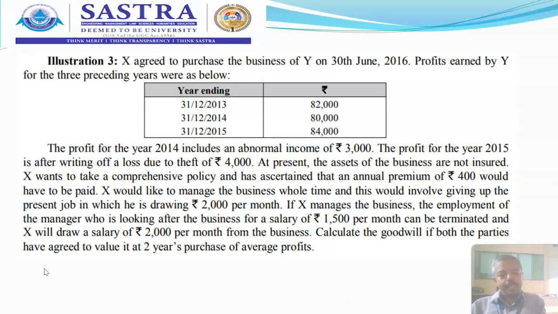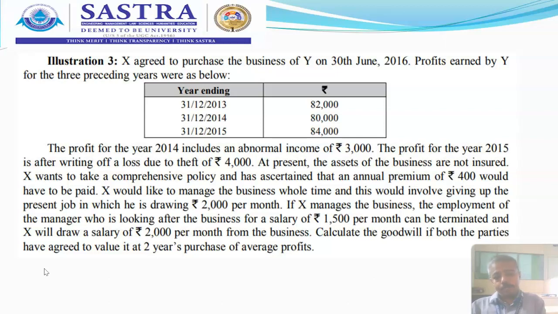So X is taking a comprehensive policy. He is expected to have extra expenses in the upcoming years regularly. So it's going to be recurring in nature. So we need to subtract that from the calculated profit.